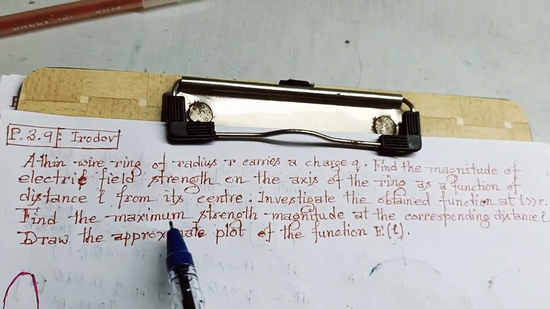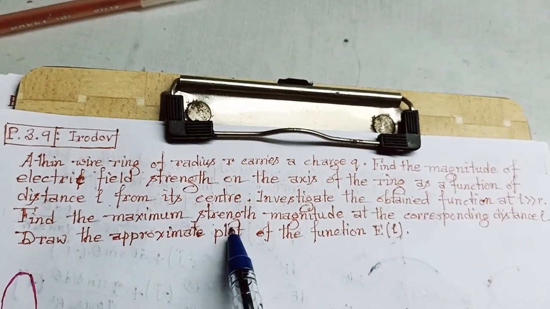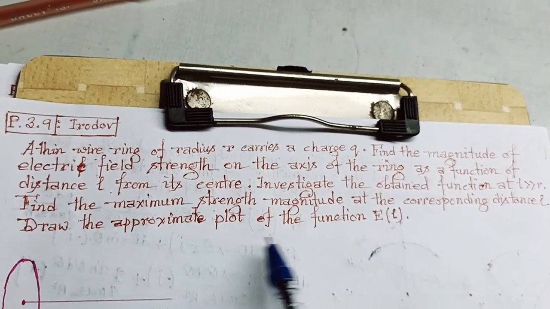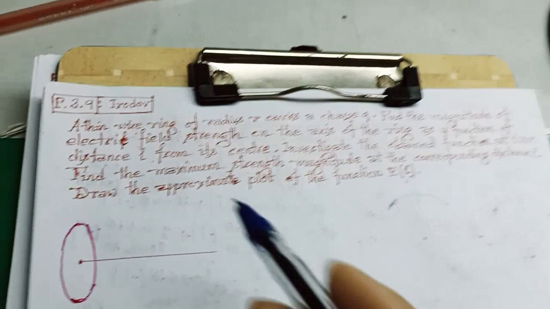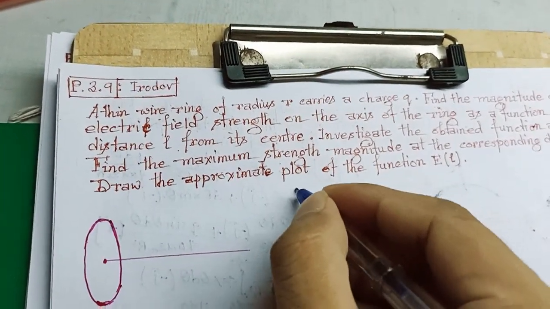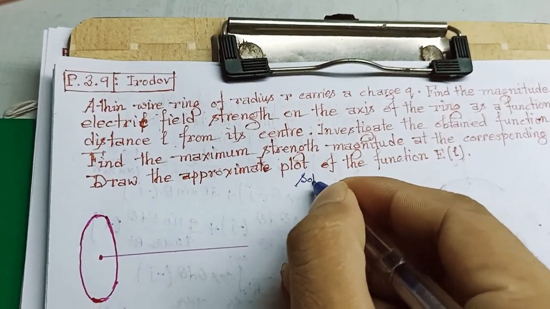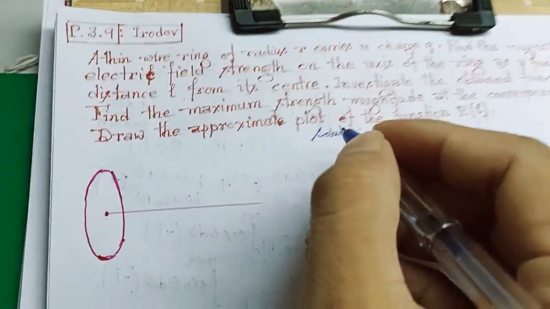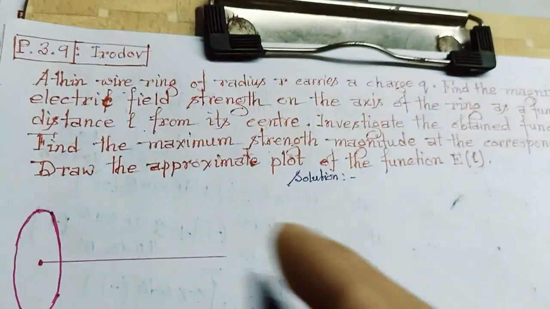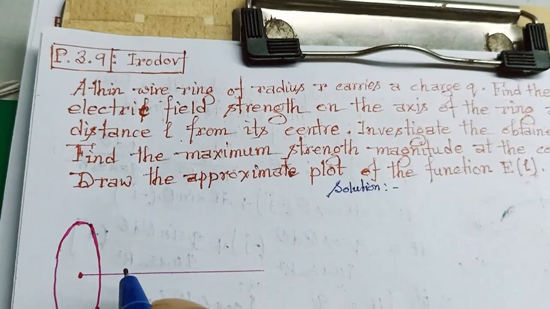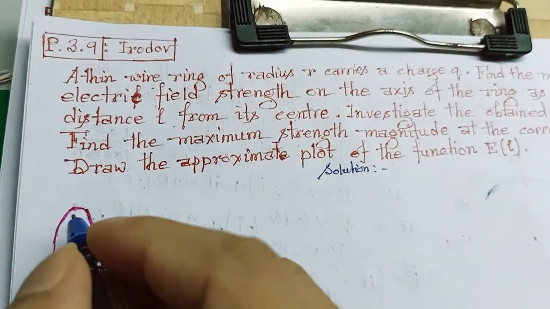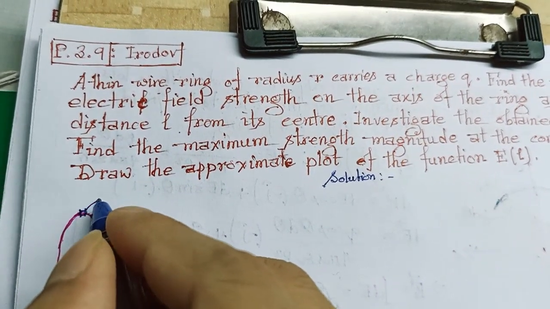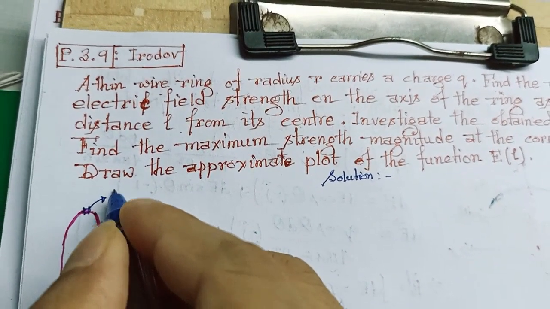Find the maximum strength magnitude and the corresponding distance L. Draw the approximate plot of the function. So let's solve this question. Solution of this question. In the given question, there is a ring of charge q. Now we'll consider a small element which contains a charge dq.